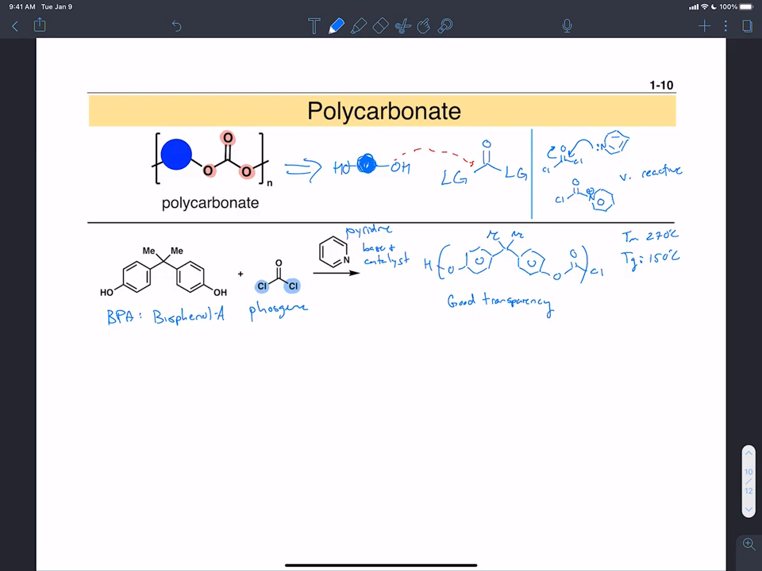In 2001, there were 3 billion pounds made worldwide per year. So really tremendous quantities of this being generated. Bisphenol A is also one of the polymers that can be made through interfacial polymerization as well. So you can do this interfacially.